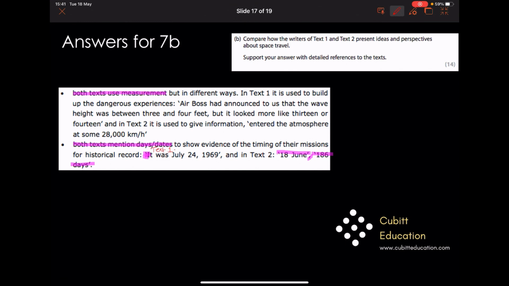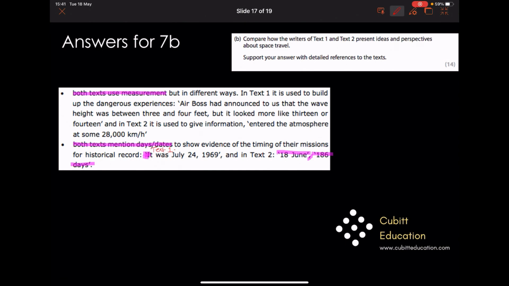Okay. All right, so those examples are really good ways in which the 2 texts have used ideas or perspectives about space travel, and you've just compared how they've discussed them, how they're the same and how they're different. So it's a very broad answer.